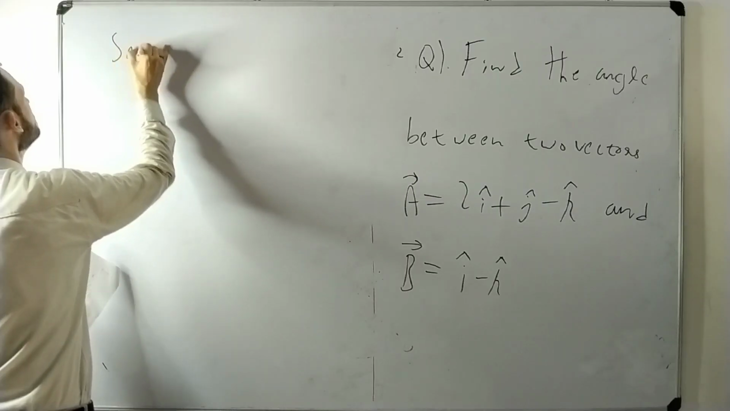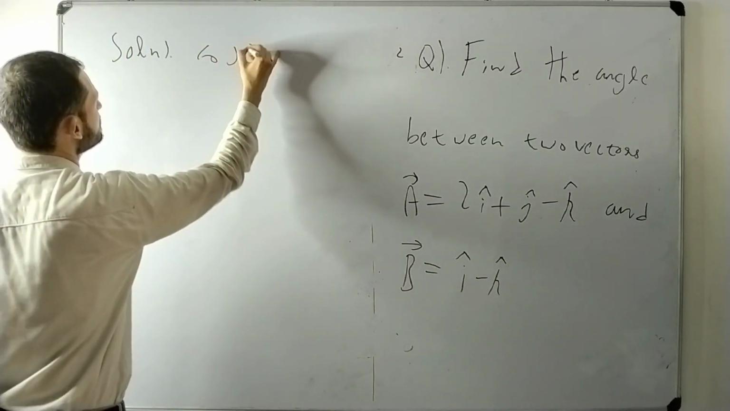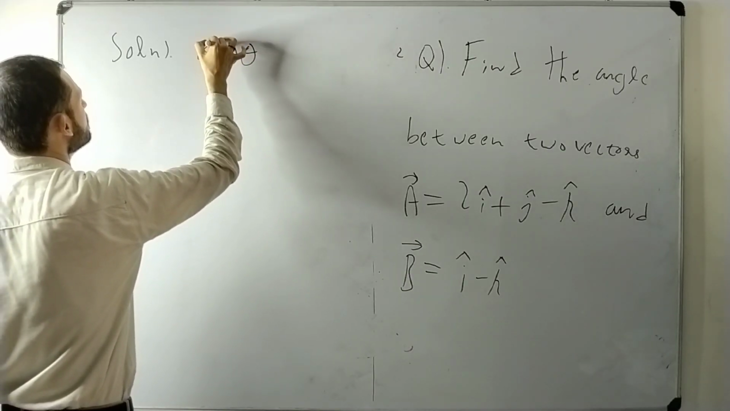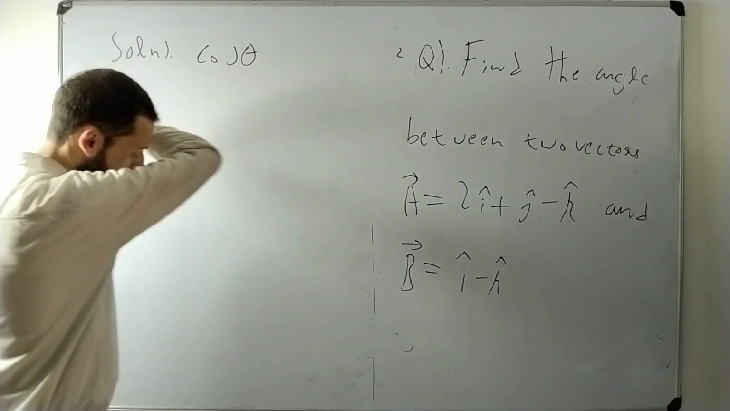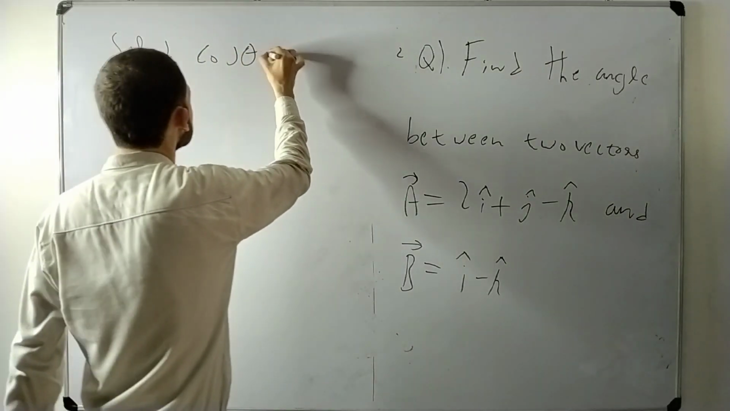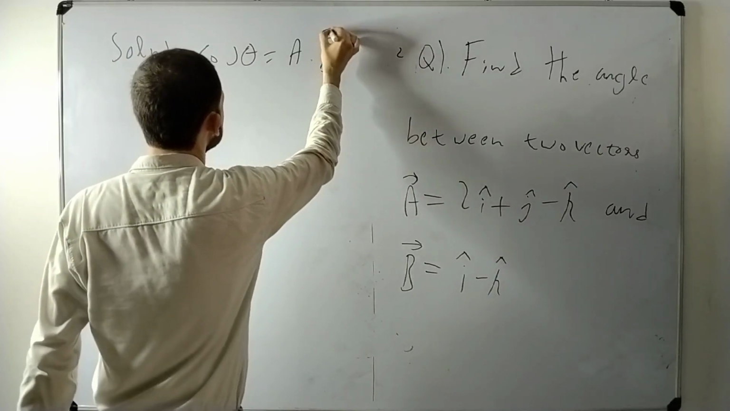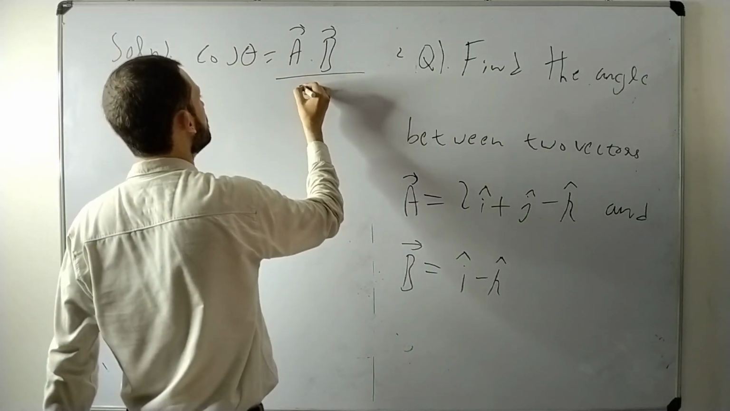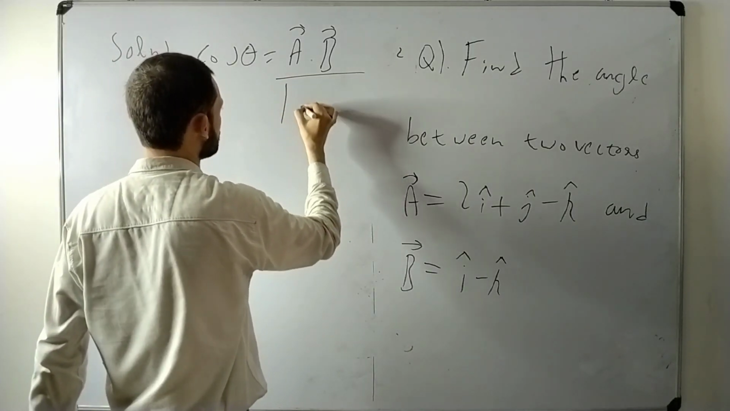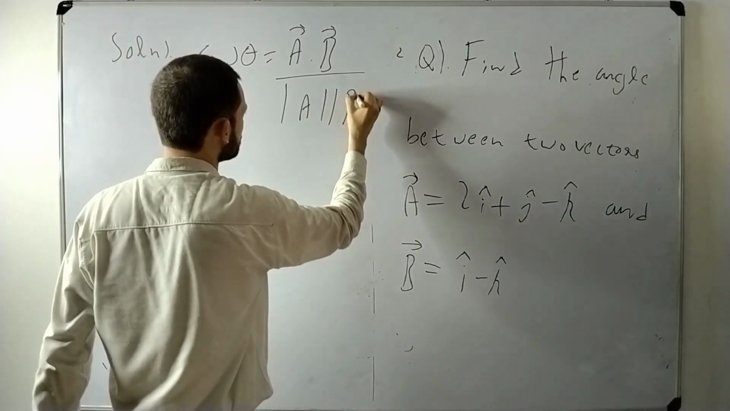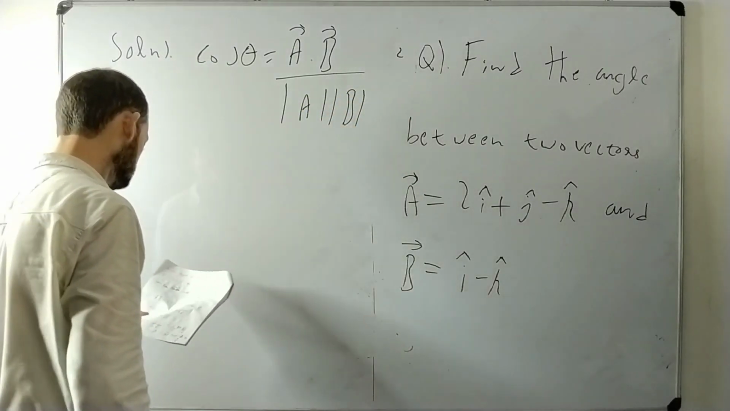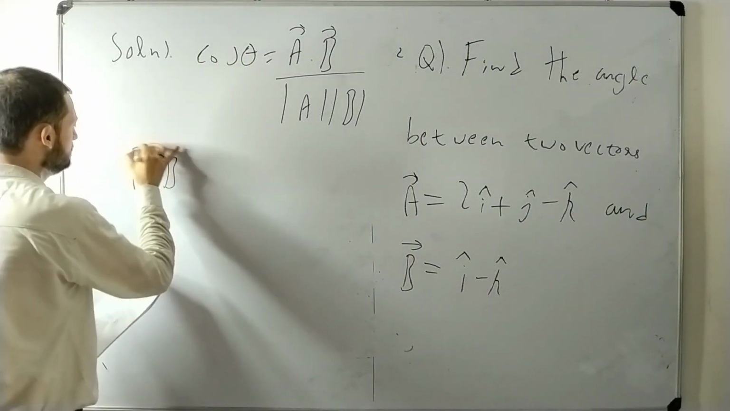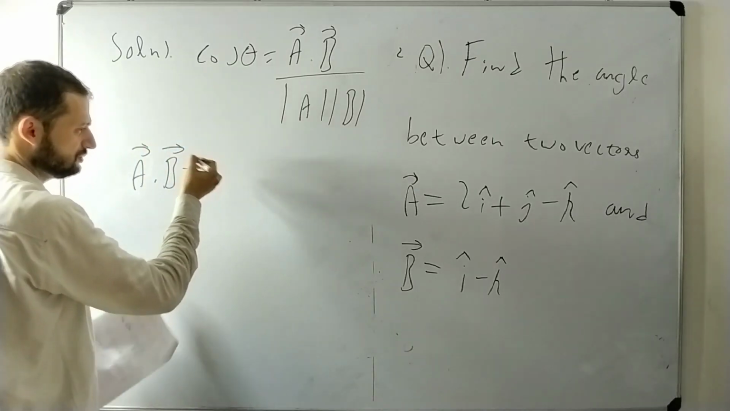What is it, sir? In the dot product method, cos theta is always what? A dot B vector, and this is what? Yes, sir, A modulus, B modulus. Yes, very nice, student. The next part, A vector B. Now do the dot product.